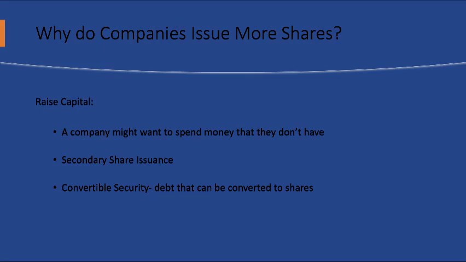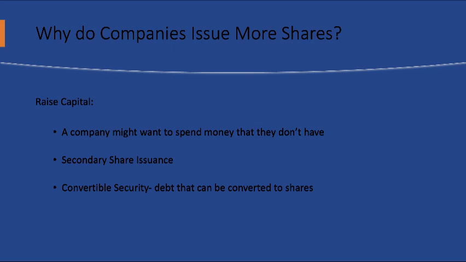First, companies might need to raise capital. Let's say the company wants to fund a new project, but doesn't have enough cash on hand. One way to raise money is by issuing new shares. In this case, the company carries out what's known as a secondary share issuance. It's similar to an initial public offering (IPO), but this time they're selling additional shares to investors.